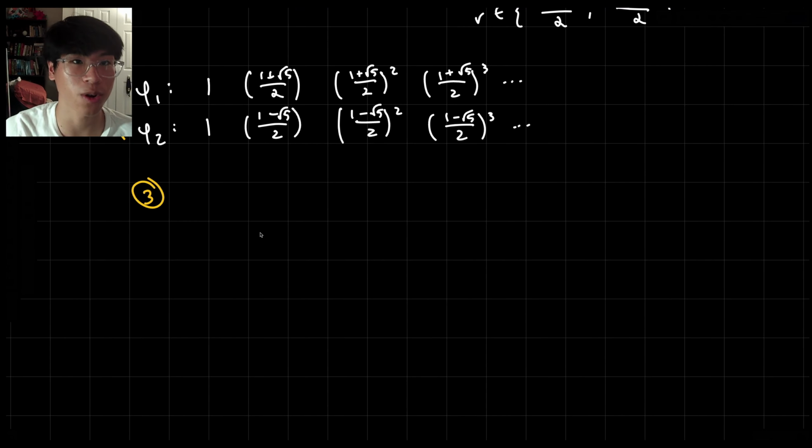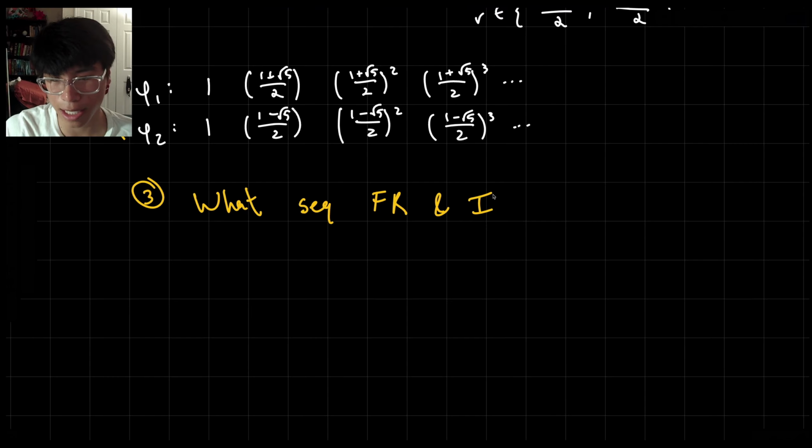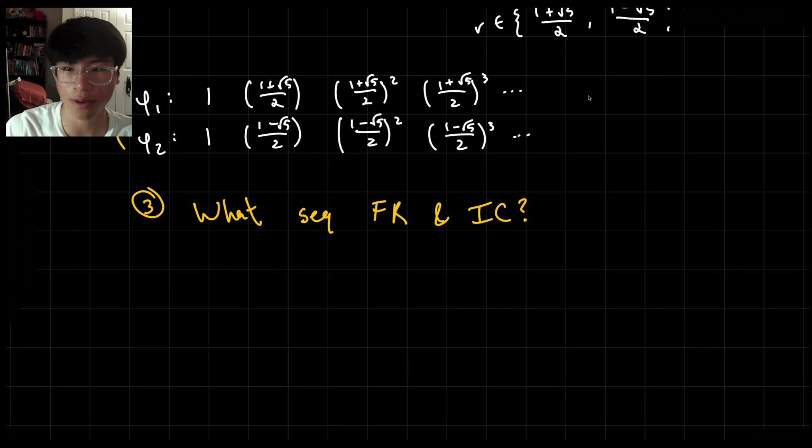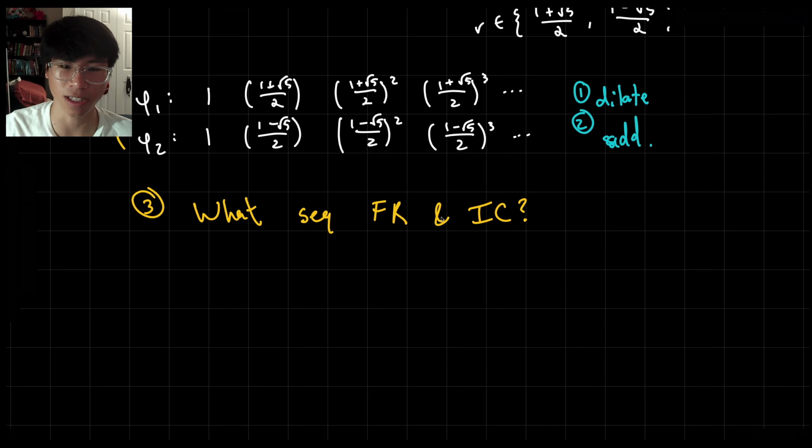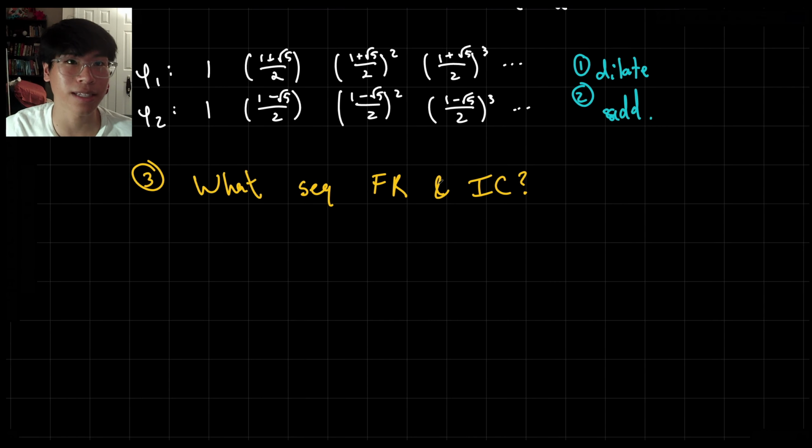Now we'll move on to our third area of investigation. Now we will find the specific sequence that satisfies the Fibonacci recurrence and the initial conditions on the Fibonacci sequence. That is, the first two terms are 0 and 1. Recall from our first part that we can dilate and add two sequences that satisfy FR to obtain a new sequence that satisfies the Fibonacci recurrence. So we might be inclined to say that the Fibonacci sequence can be represented as a dilation and addition of phi1 and phi2 in some manner. Let's try to do that.